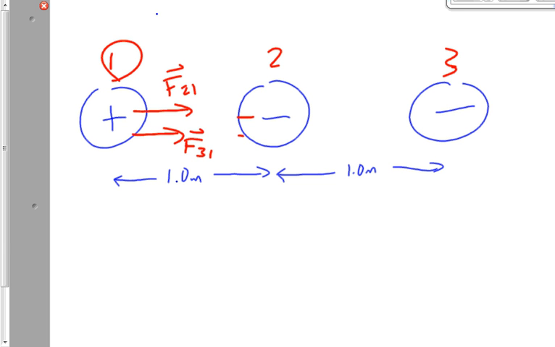What's the value of r going to be when we're calculating the force of 2 on 1? What's the value of r? 1 meter. Don't forget to square that, although if you did forget to square it in that case, you'd get away with it, right? Because 1 squared is still 1.